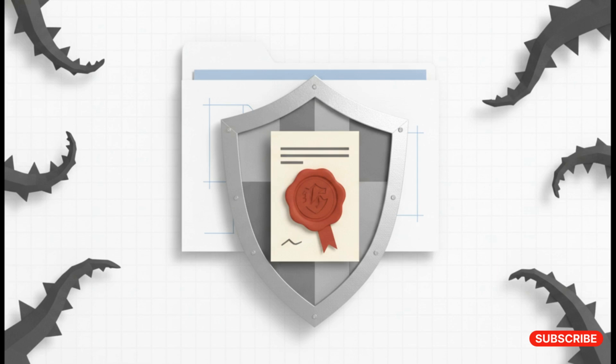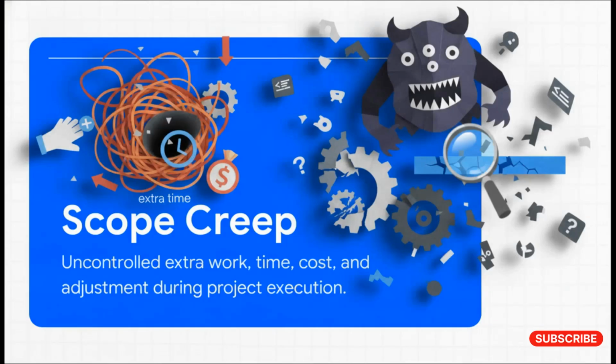You do this by validating scope, which means getting direct, explicit client approval on exactly what you are building. Then, once execution begins, you switch into controlling scope. This is where you strictly manage any requested changes to protect your project. Because I promise you, if you let your guard down, you get scope creep. This is the totally uncontrolled condition of extra work, extra time, extra cost, and endless adjustments occurring right in the middle of project execution. It is the dramatic antagonist of our story.